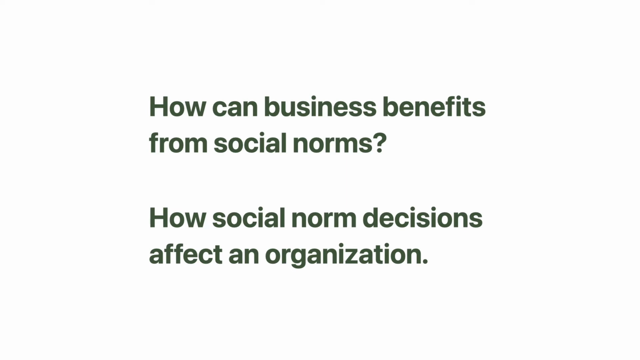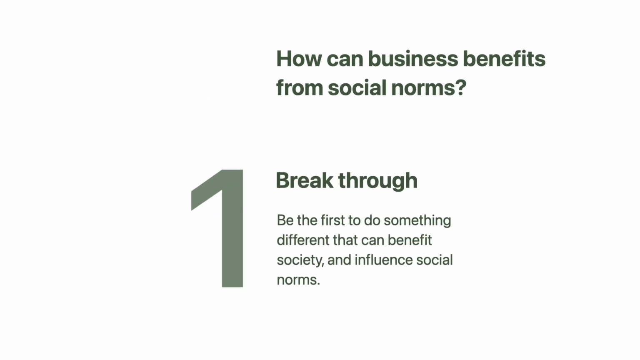First, how can businesses benefit from social norms? There are two ways to do it. They can first break through, which means being the first one to do something and receive attention and recognition from it. For example, a laundry detergent in India made a commercial about how laundry is not only the wife's job, it's also the husband's job, the father's job. Everybody can contribute to doing laundry.